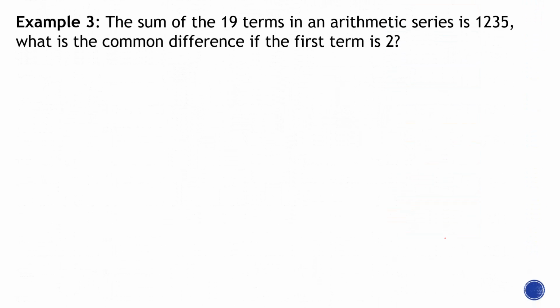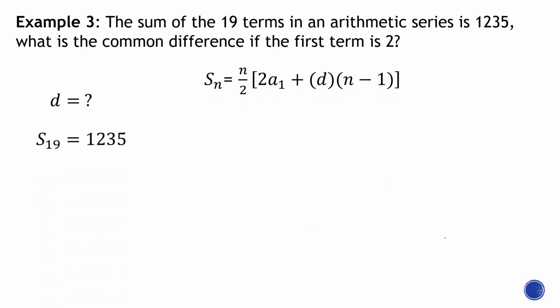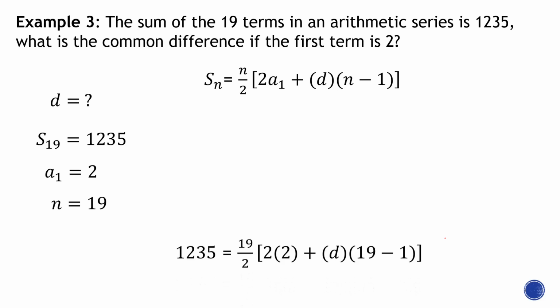Next, the sum of the 19 terms in an arithmetic series is 1,235. What is the common difference if the first term is 2? This time, what's missing is the common difference. So we don't know that. This is the formula that we will be using. The sum of all those 19 terms is 1,235. Our first term is +2. And there are 19 terms in this series.